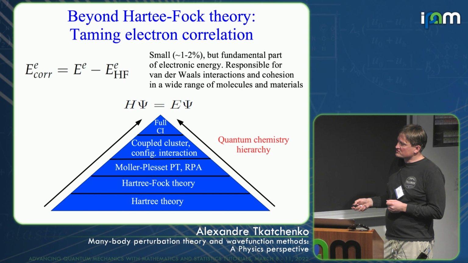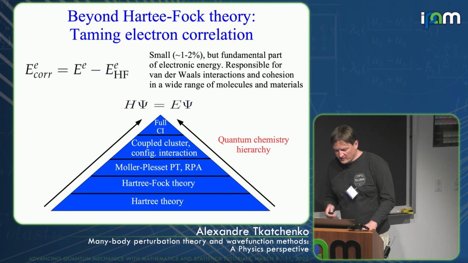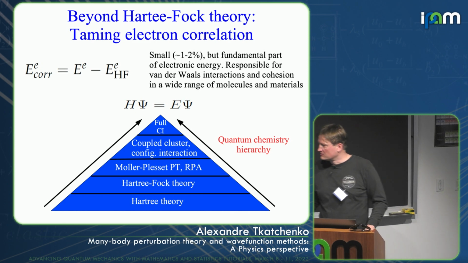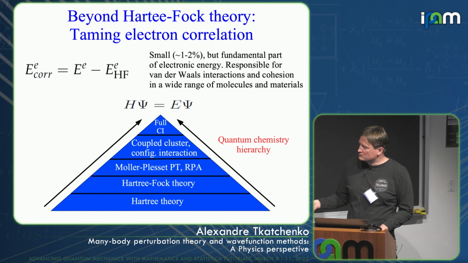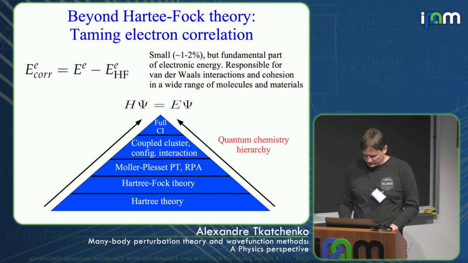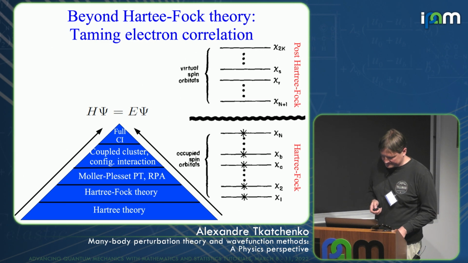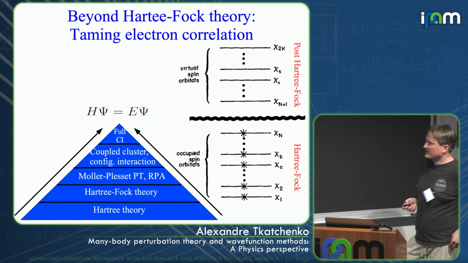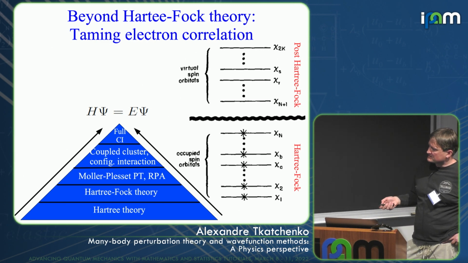And you can now introduce, based on Hartree-Fock, a new hierarchy, a quantum chemistry hierarchy, where you have Hartree theory. You then go to Hartree-Fock theory, to Møller-Plesset perturbation theory, and random phase approximation, which is nothing else but an infinite order perturbation theory. Then you have the coupled cluster ansatz and configuration interaction, up to full CI, which in a full basis corresponds to the exact solution of the Schrödinger equation. So what is the idea behind this hierarchy?